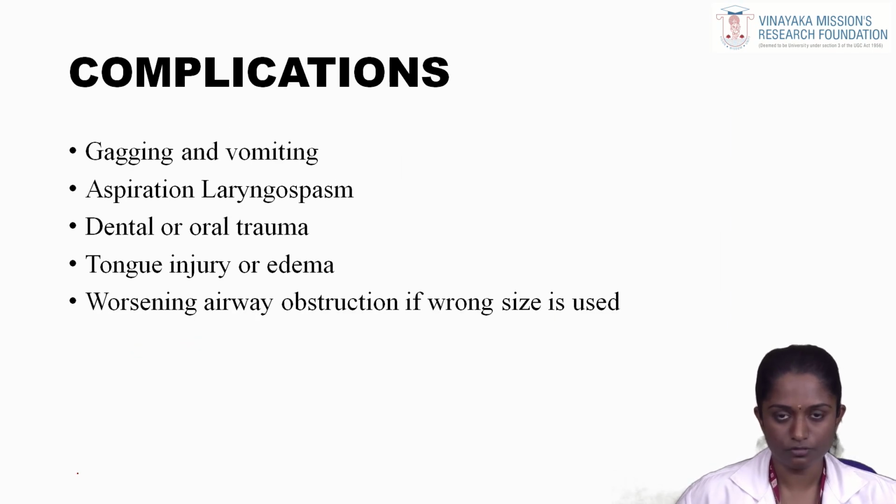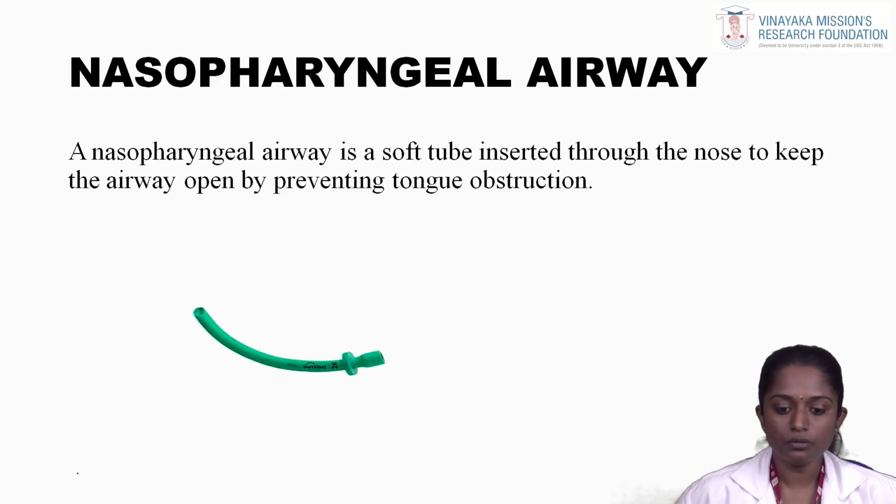Then complications of this airway are gagging and vomiting, aspiration, laryngospasm, dental and oral trauma, tongue injury or edema, and worsening airway obstruction. If we are not choosing the correct size, it will worsen the airway. Next we will see about the nasopharyngeal airway.